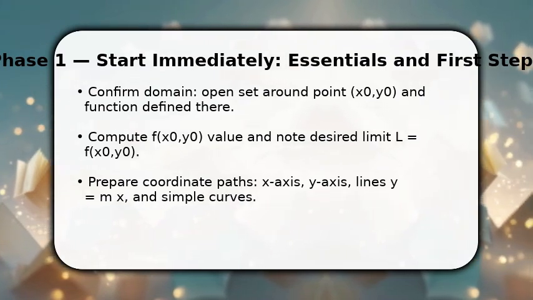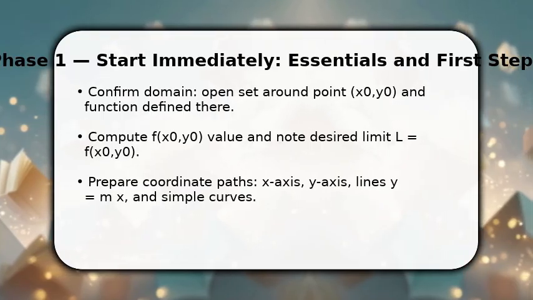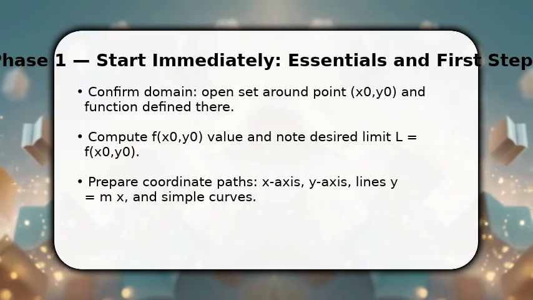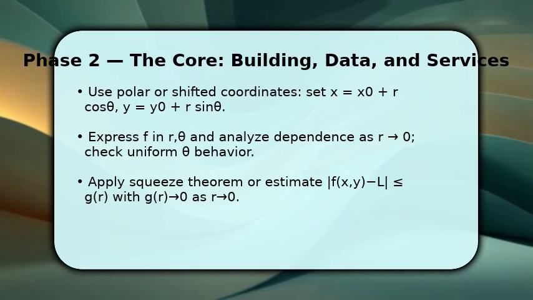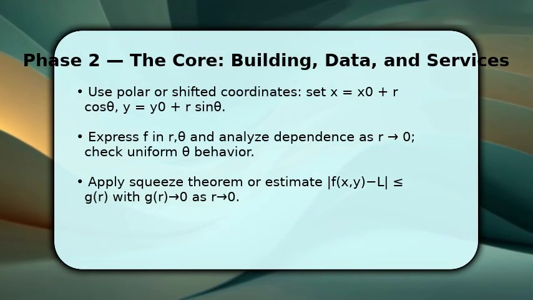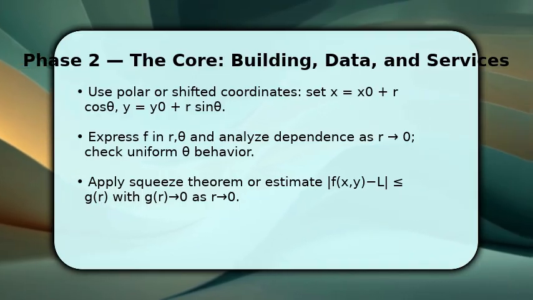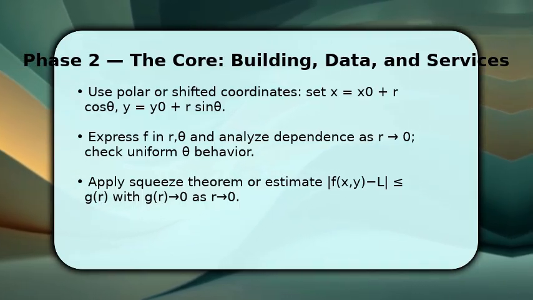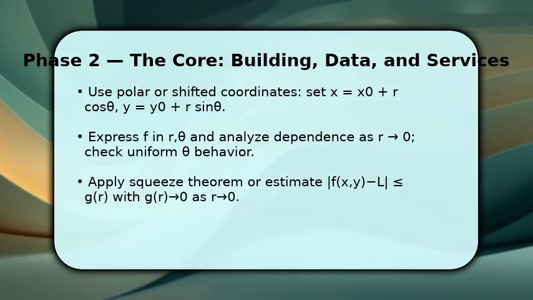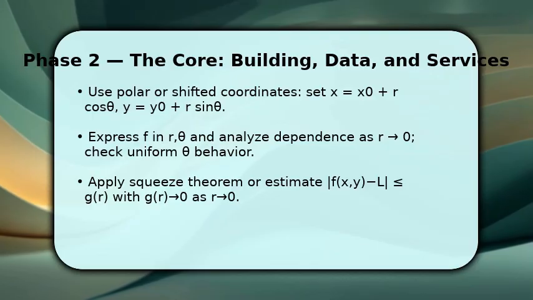Once path tests are consistent, convert to polar or shifted polar coordinates to capture all approaches uniformly. Set x = x0 + r cos θ and y = y0 + r sin θ. Then express |f(x, y) − L| in terms of r and θ, and check whether it can be bounded by a function of r alone, which goes to 0 as r → 0.